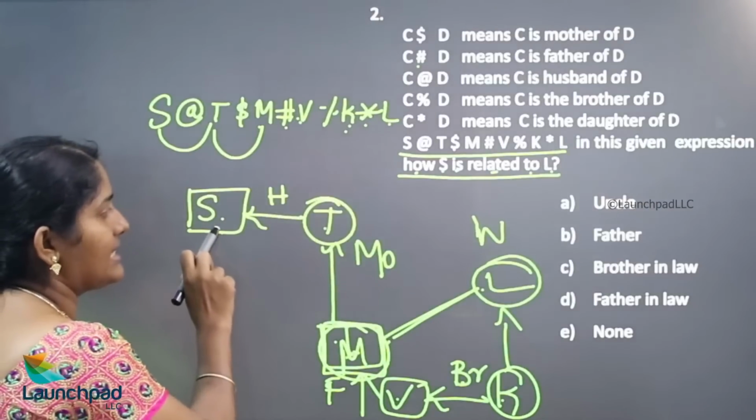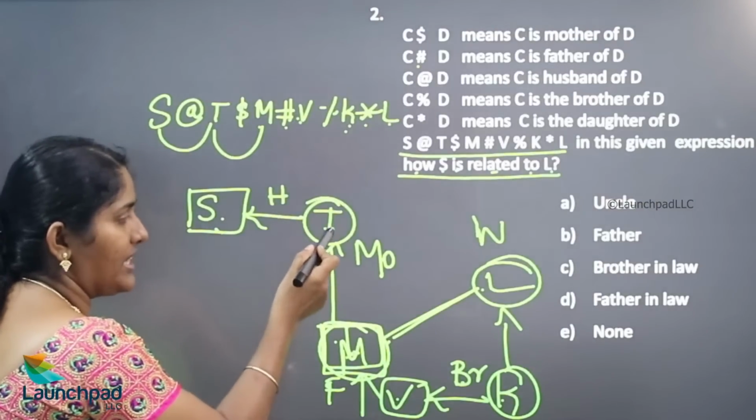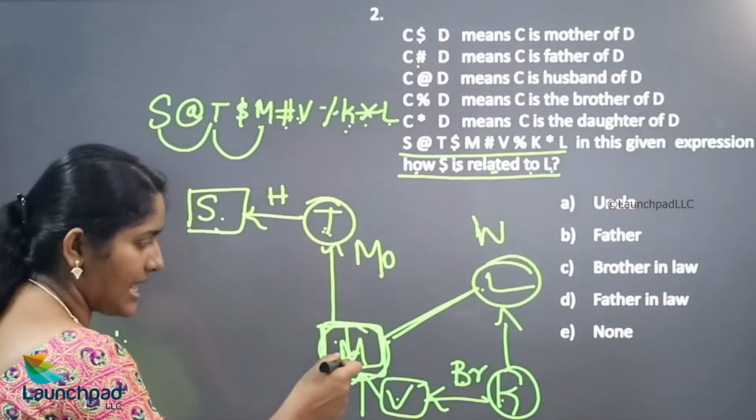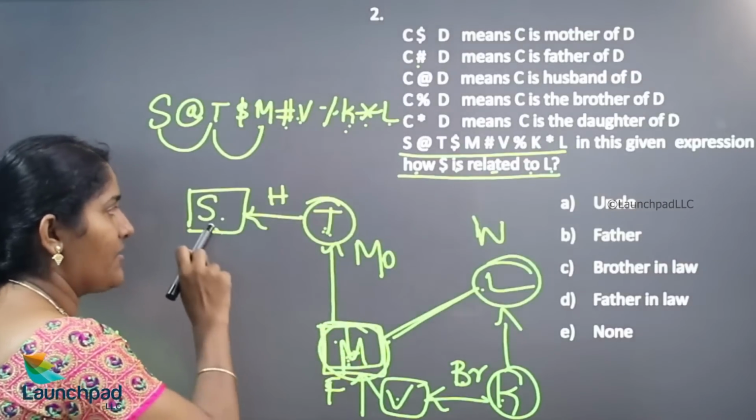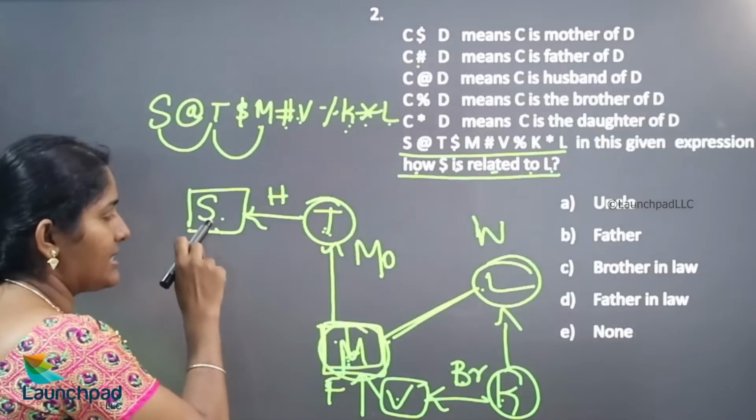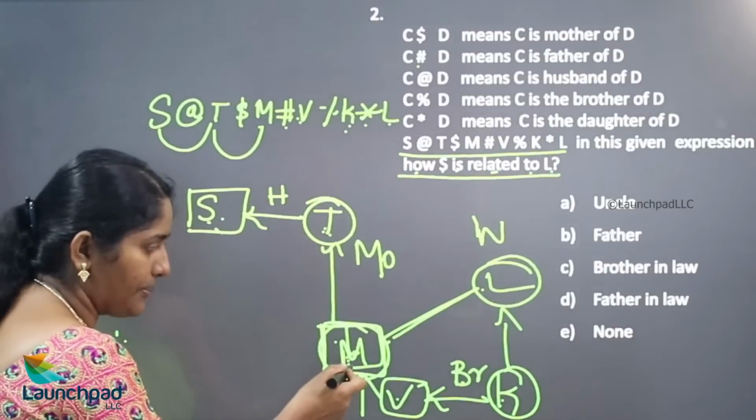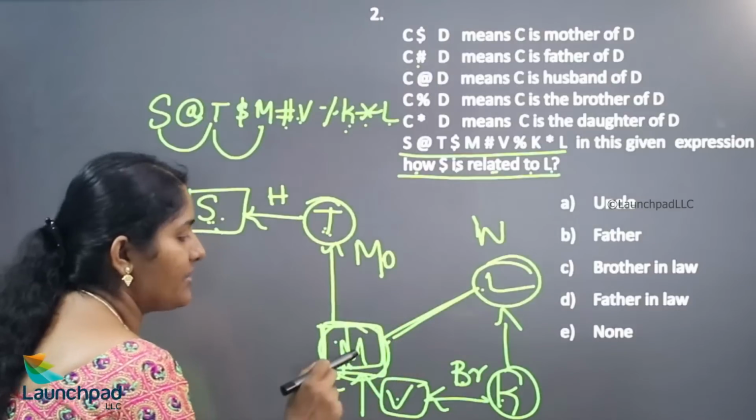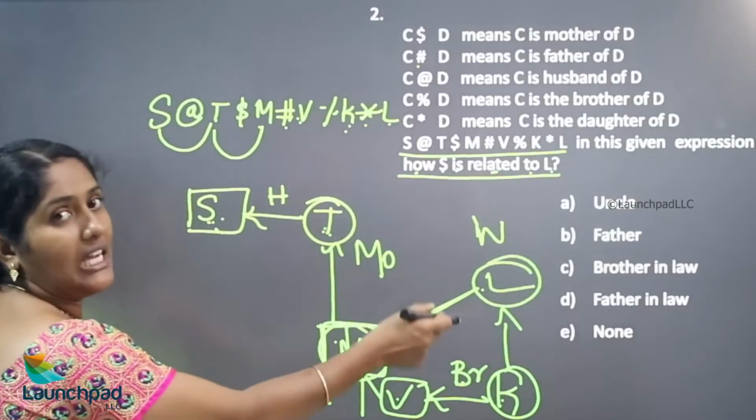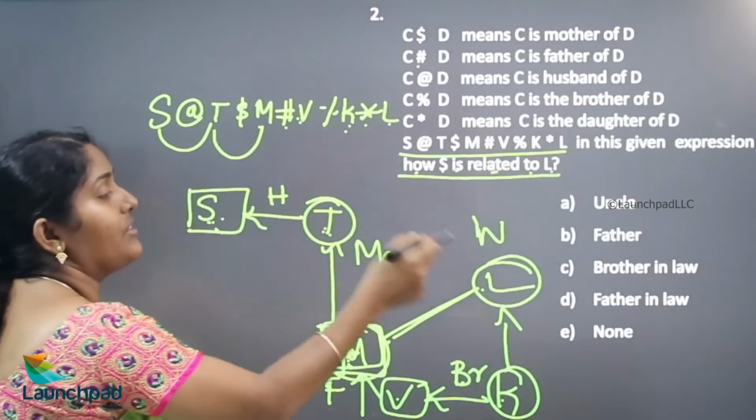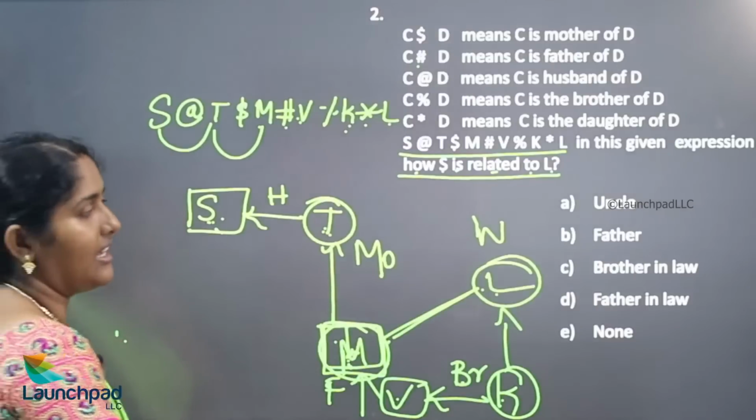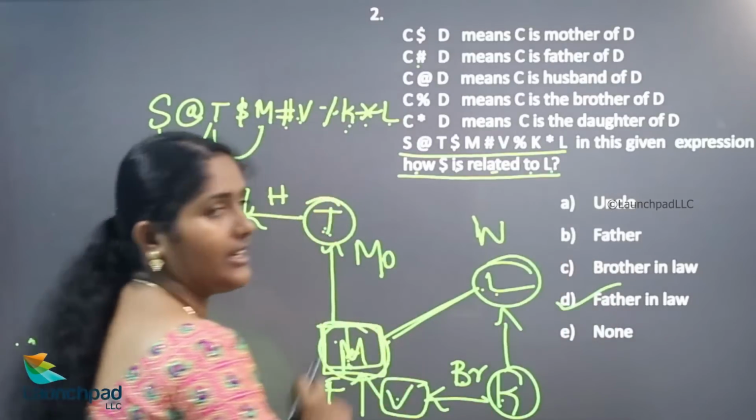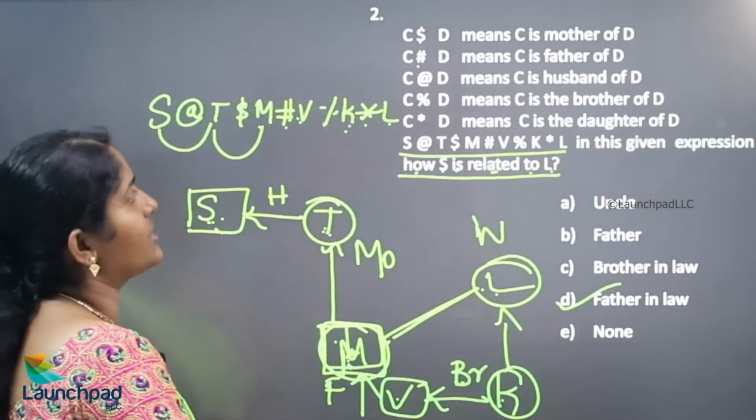So S is husband of T. T's son is M. Anyway, S is the father of M and S is the father-in-law of his son's wife. So, S is the father-in-law of L. Hence, your answer is option D. We'll move on to your next question.